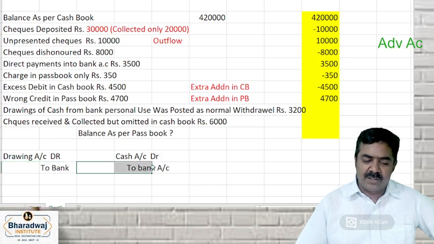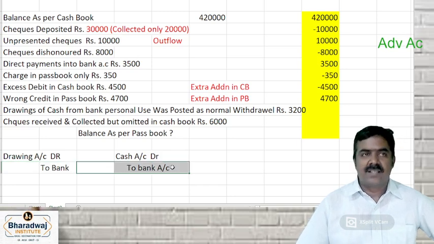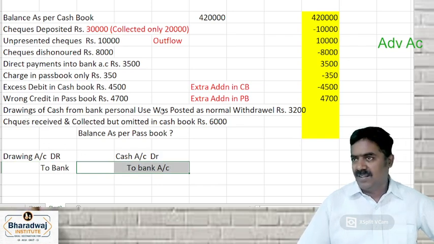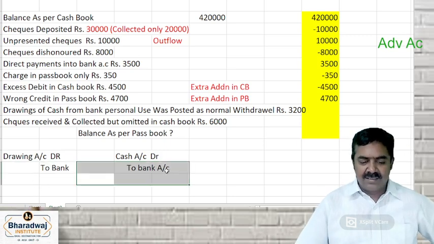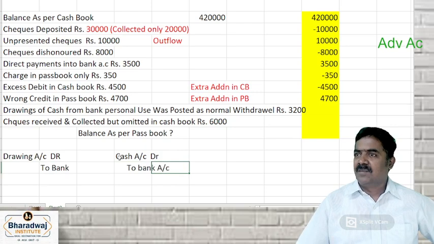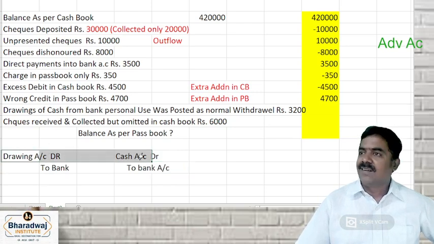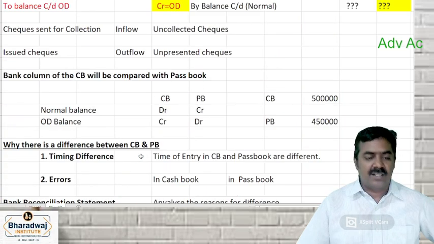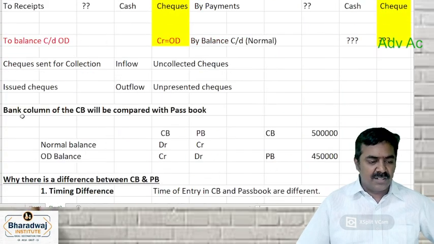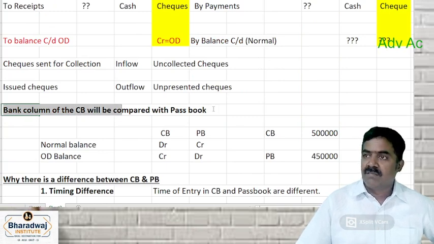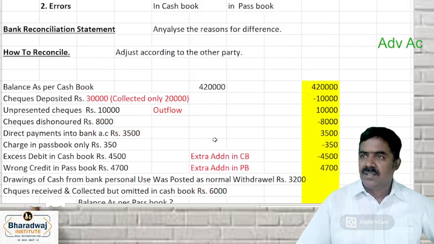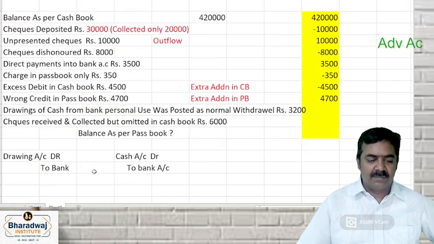Bank is credited. Here also bank should be credited. Is there a mistake in bank column? When you withdraw money, bank balance will go down. Yes, we recorded in bank. We recorded in which one? Bank. The mistake is in which column? Drawings and cash column. How is reconciliation done? We compare the bank column of the cash book with which one? Passbook.